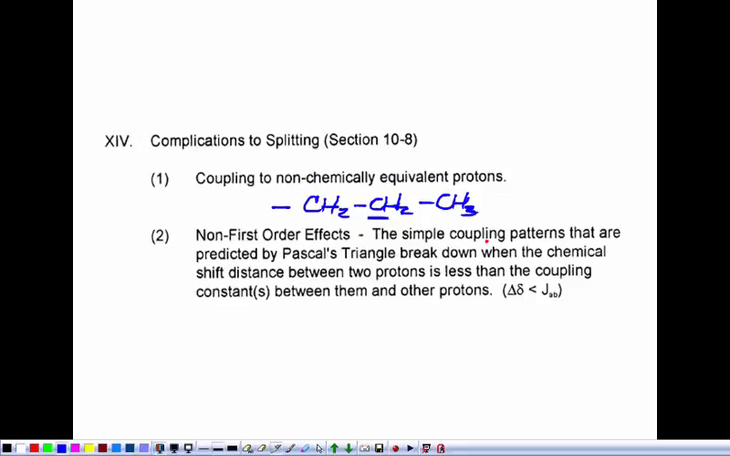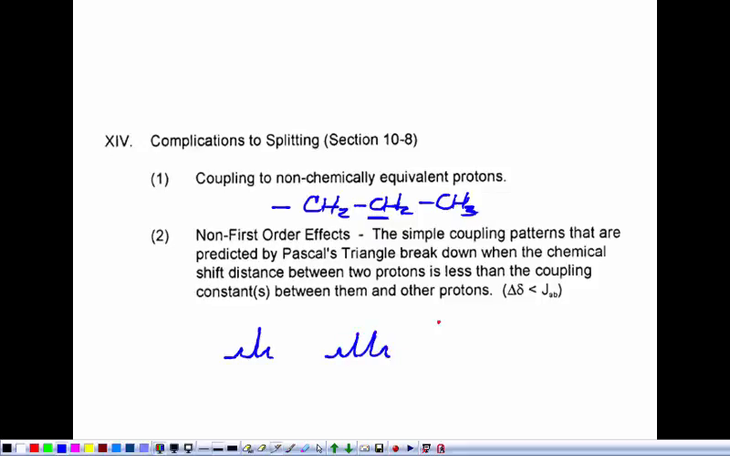Now, there are some complications to splitting. The n+1 rule doesn't always work. We've seen coupling to non-equivalent protons. For instance, if you had a CH2 sitting in between a CH2 and a CH3, this CH2 would be a triplet of quartets, or a quartet of triplets. If you really wanted to look at that in detail, you'd have to look at the splitting tree. But a more important complication to splitting is what is called non-first order effects.